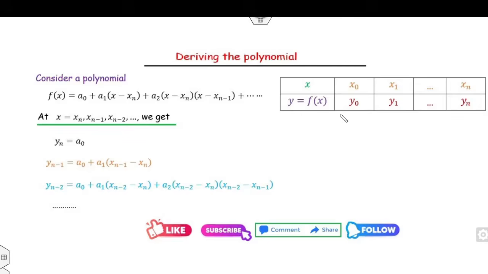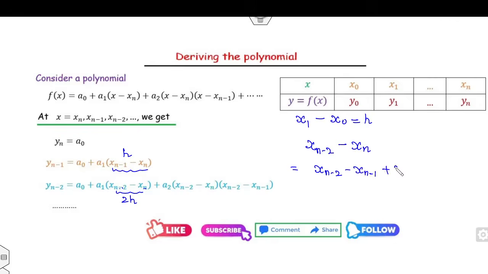Now, since we already obtained that x1 minus x0 is h, this difference is also h. Now you can see this difference is twice, so I call this 2h. Why? I can write xn minus 2 minus xn. Can I write this quantity in this manner? I can add and subtract xn minus 1 on this side. So what is the value of this? This is h, this is h, that will be twice h.